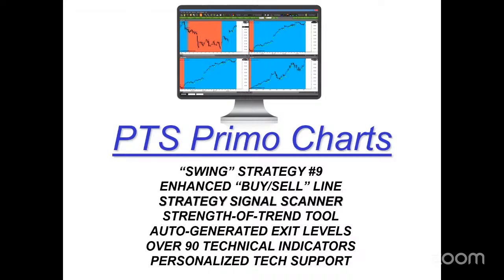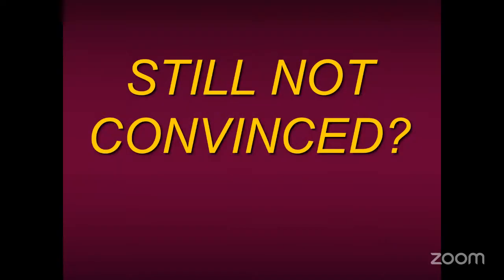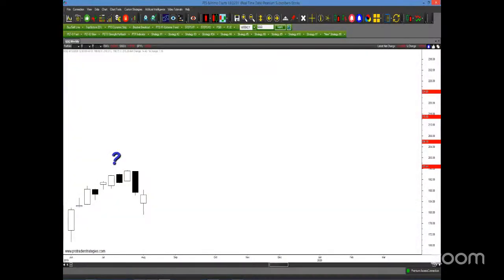Now, if you're still not convinced with strategy number 9 and with the platform, let me share with you an example here. Here's an example in the QQQs. This is a weekly chart of the QQQs. For those of you who are unfamiliar, that's the ETF that represents the NASDAQ market, okay? Now, someone looking at this would say, well, okay, it looks like this is swing 2, and now we're going to make new lows, right?